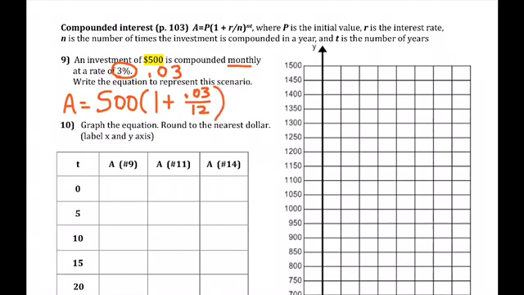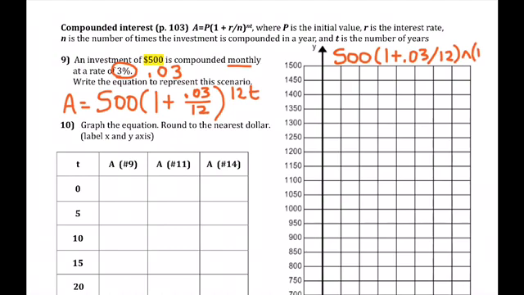And then to the nt power, so 12t is our exponent. Now when you put this in your calculator, you're going to go to your y equals menu, and you need to type it in exactly like this. You're going to type in 500 parentheses 1 plus 0.03 divided by 12, close your parentheses, to the power of, and then remember when there's stuff going on in the exponents, put parentheses around it.